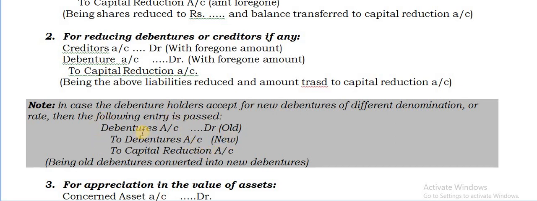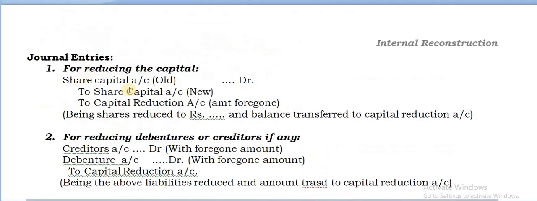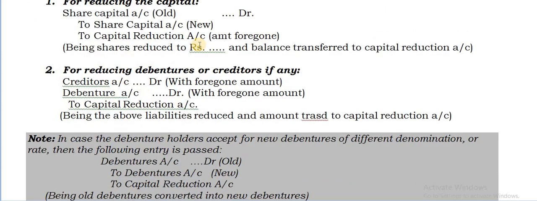Of course, the same entry in some books you can find written as two entries. First, the old debentures will be transferred to debenture holders account, stating debentures account debit to debenture holders account. Next, debenture holders account will be debited and a credit will be given to these items. Okay, so in either of the two cases, the debenture holders account gets one debit and one credit that cancel out. Ultimately, this is the entry which is left. So you can go for this same entry. What is that? Debentures account debit, give a credit to, this is the old debentures, like how we pass here. Share capital old, give again credit to the share capital account, that's the new, then to capital reduction account.